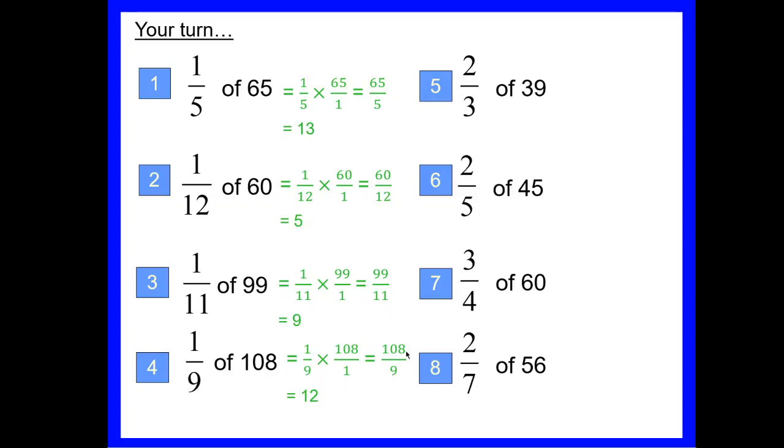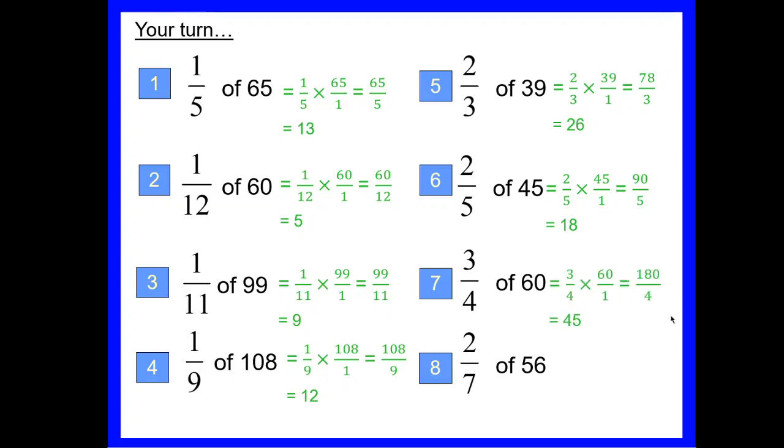1 times 108 is 108, 9 times 1 is 9, 9 fits into 108 12 whole times. We need to be quite good with our times tables for these. The next one then, 2 times 39 is 78, and 3 times 1 is 3, and 3 fits into 78 26 whole times. So again, if you need to at this point, you may need to do your bus shelter division to help you. For the next one then, we've got 2 times 45 is 90, and 5 times 1 is 5. 5 fits into 90 18 whole times.